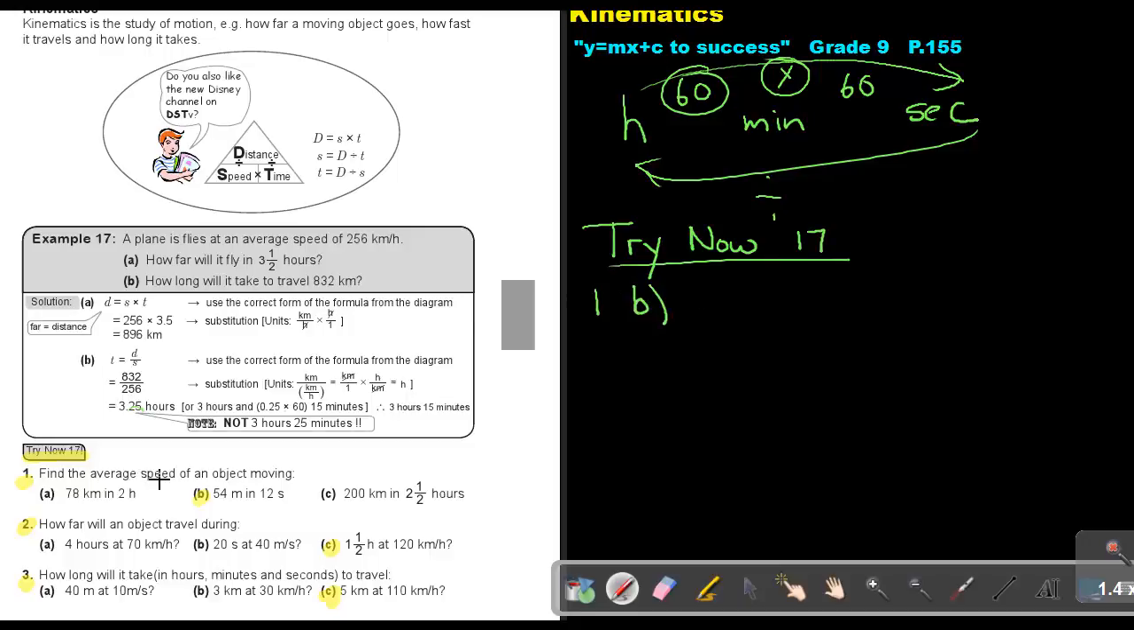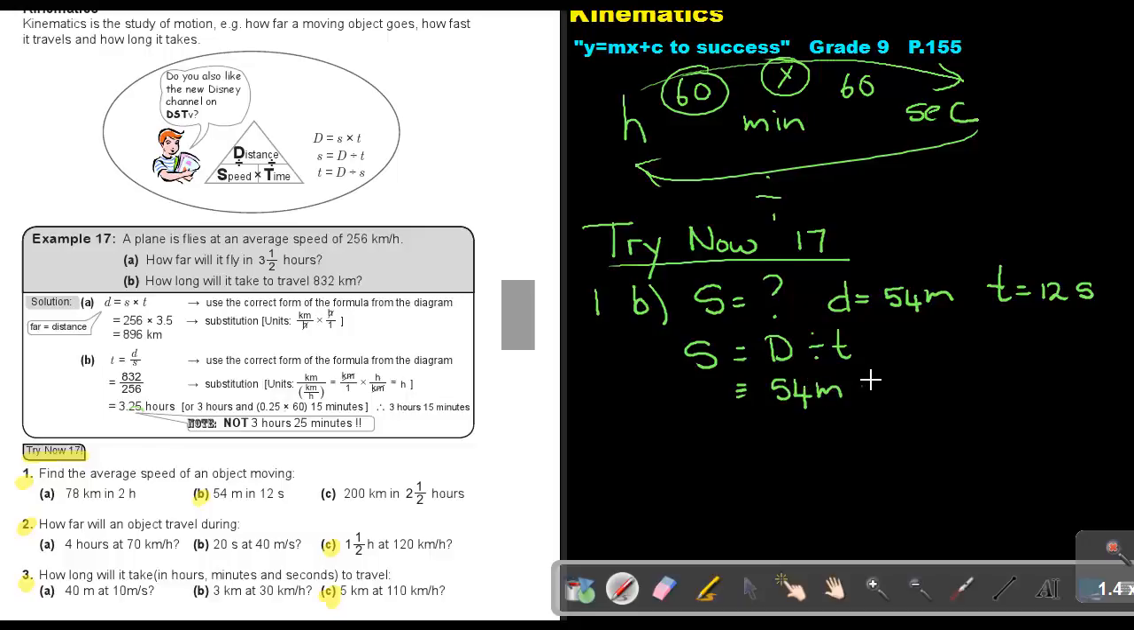Find the average speed. Okay, now they are looking for the speed. They are giving me the distance, that will just be the meters, 54 meters. And they're giving me the time, that's 12 seconds. So what is speed? Now remember, look at your DSTV. Speed is distance divided by time. So it's distance divided by time. The distance is 54 meters divided by the time, which will be 12 seconds.